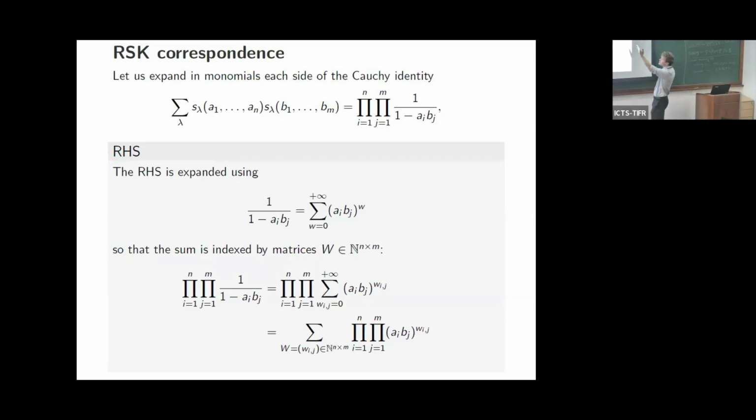Since there is an equality between the left-hand side and the right-hand side, there must be a way to match the monomials.